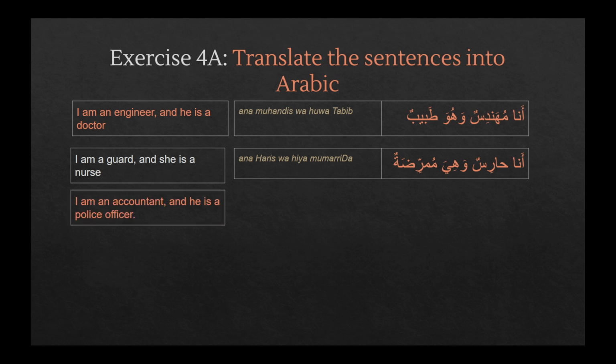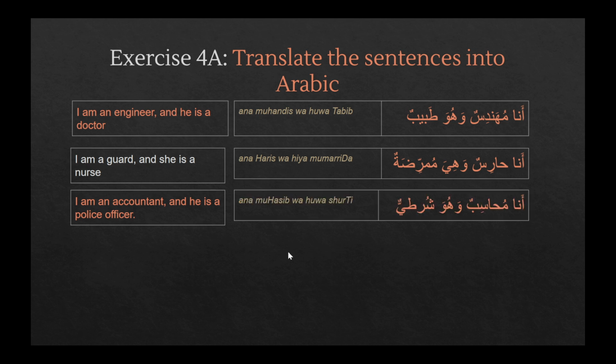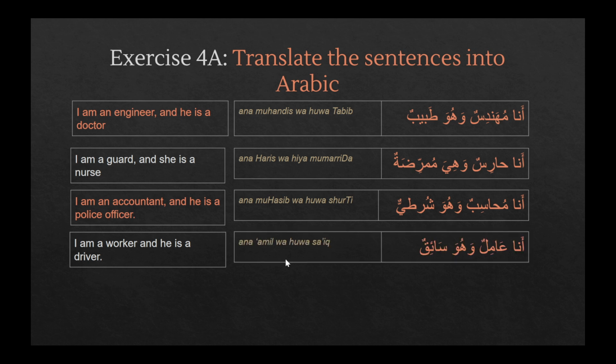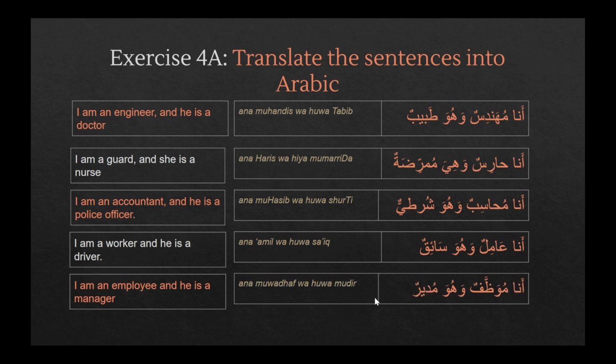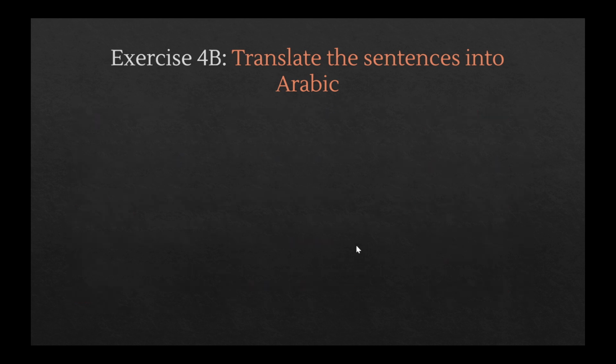Okay. I am an accountant and he is a police officer. أنا محاسب وهو شرطي. Okay. I am a worker and he is a driver. أنا عامل وهو سائق. Okay. I am an employee and he is a manager. أنا موظف وهو مدير. All right. Let's do some more practicing here. The more you practice, the better your understanding becomes.